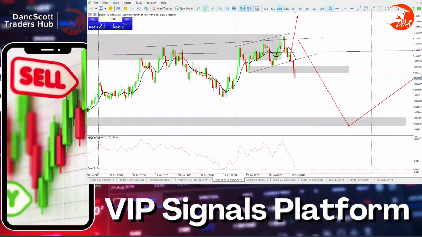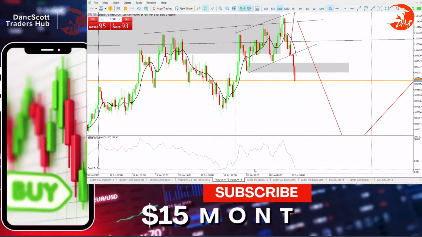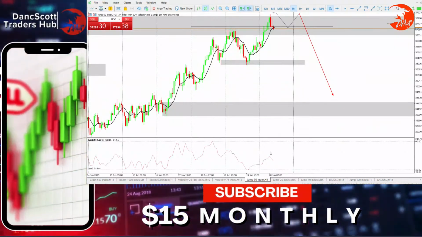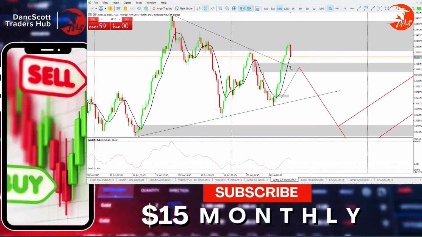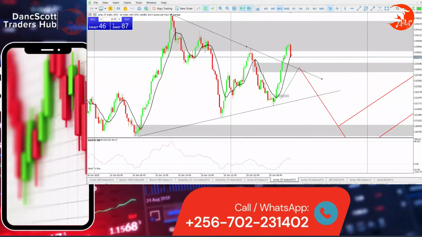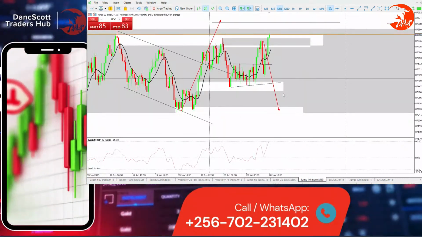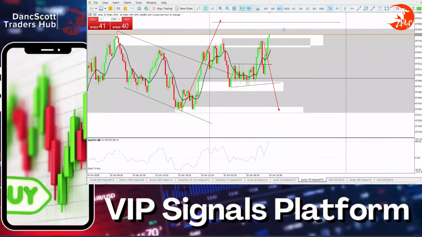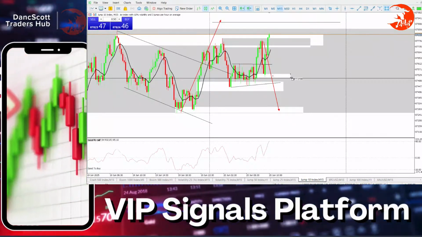V75 is going in with sells, and Jump 50, not yet. Jump 25 has given us a breakout right about there, so we will also look into it later. Then Jump 10. Jump 10 has actually retested and gone back for a full swing buy.